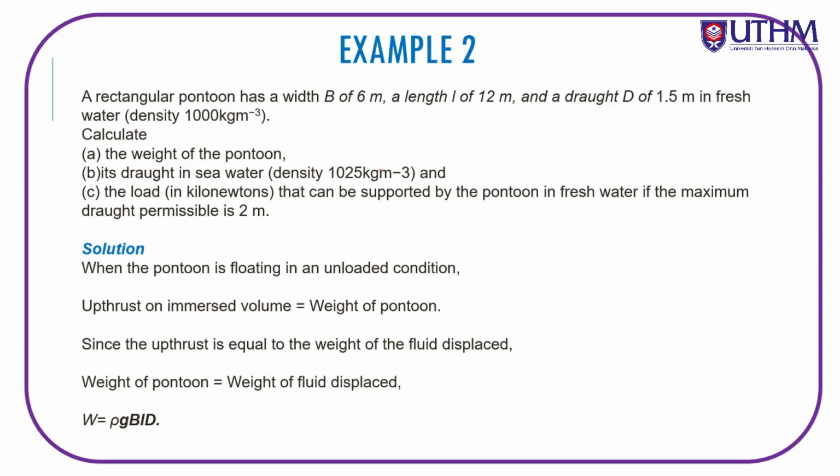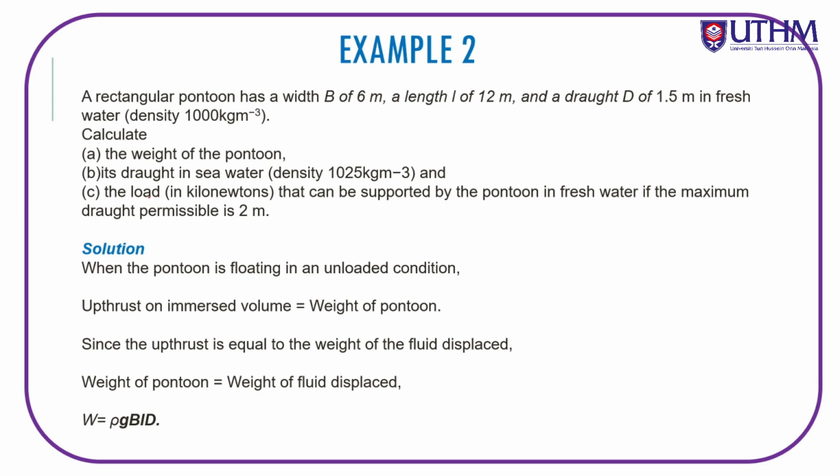Seterusnya sampai ke example 2. A rectangular pontoon has a width B of 6 meter, a length of 12 meter and a draught of 1.5 meter in fresh water. Given the density is 1000 kg per meter cubic. Calculate A, the weight of the pontoon. B, its draught in seawater, given the density of seawater is 1025 kg per meter cubic.